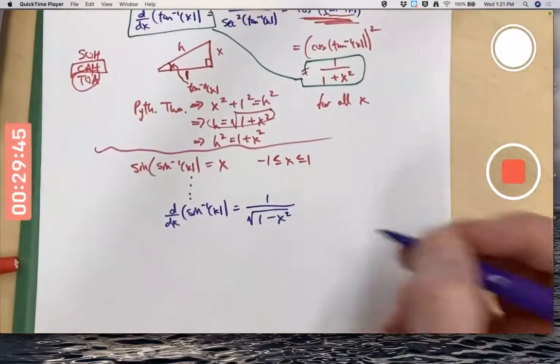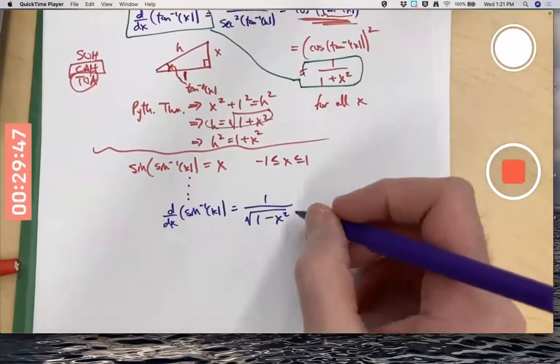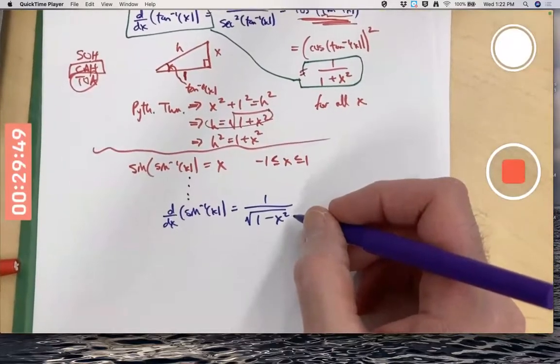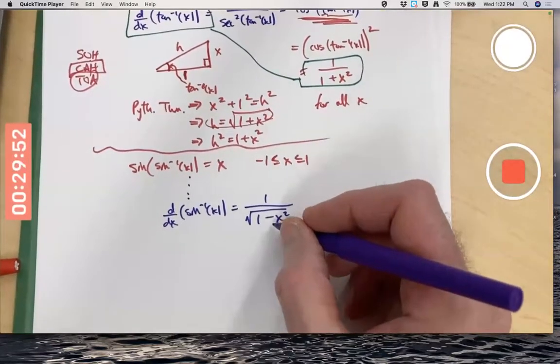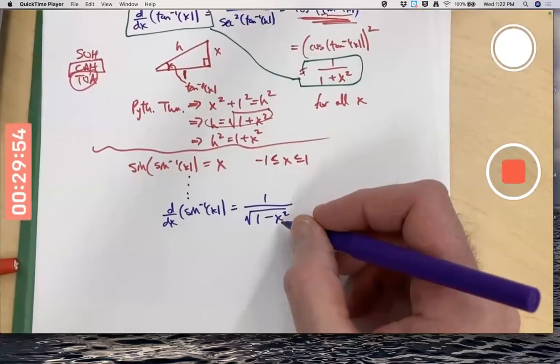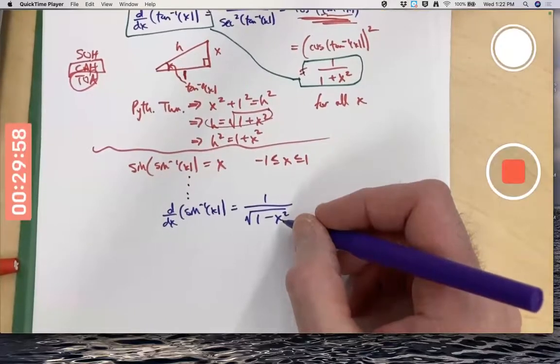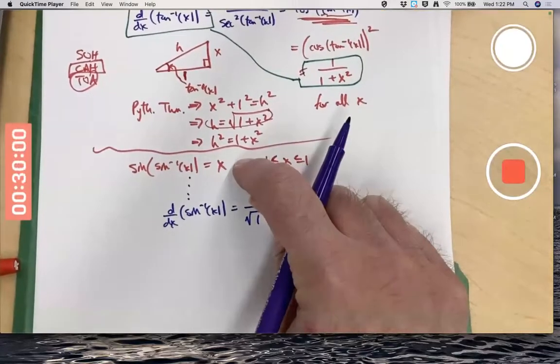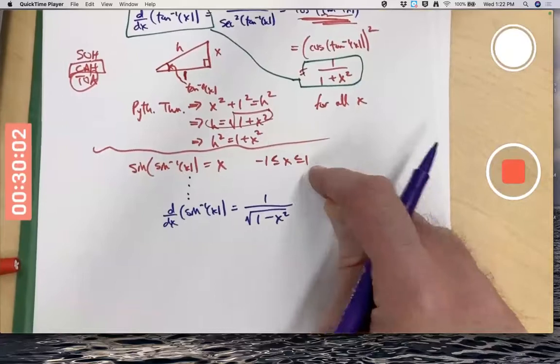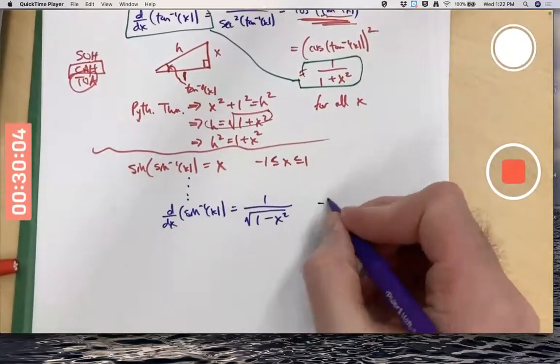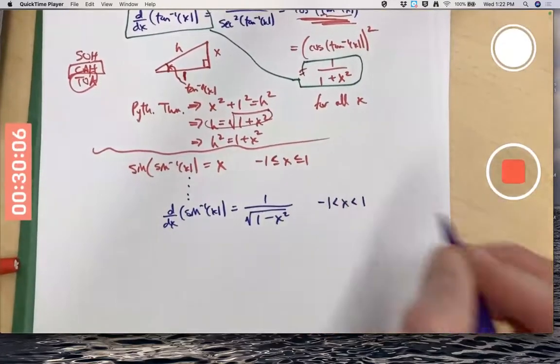But there's a problem here. If x is plus or minus 1, we'd have 1 minus 1 squared in the bottom. We'd have a 0. We'd be dividing by 0. So even though this algebra equation is true even at the endpoints, this equation turns out to not be true at the endpoints. You need strict inequalities there.